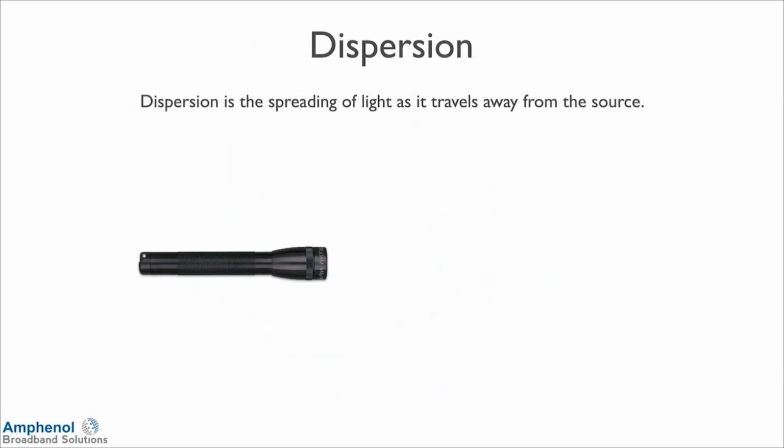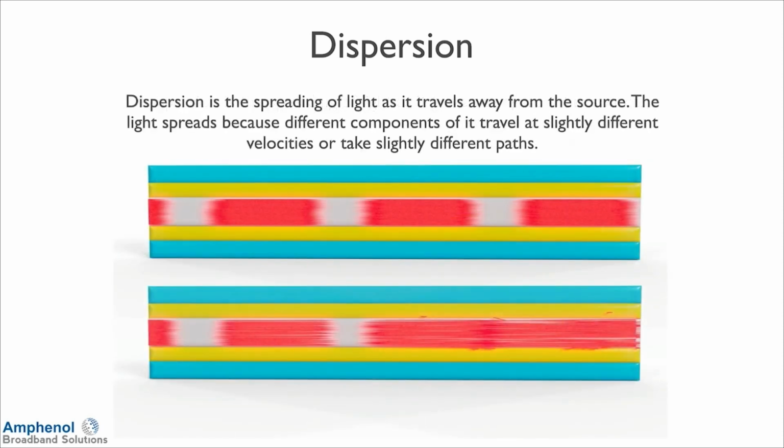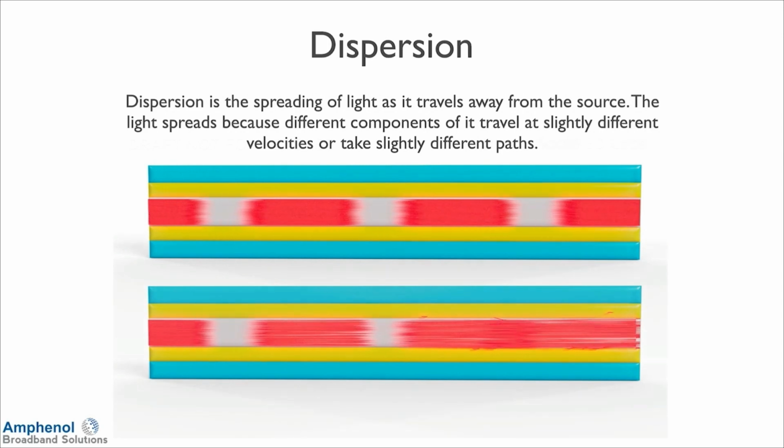Next, we're going to talk about dispersion. And dispersion is the spreading of the light as it travels away from the source. Here I'm showing a flashlight. And with the flashlight, when you turn it on, the beam doesn't go straight out like this. It actually starts to flare out and spread as it travels away from the flashlight. So this is dispersion.